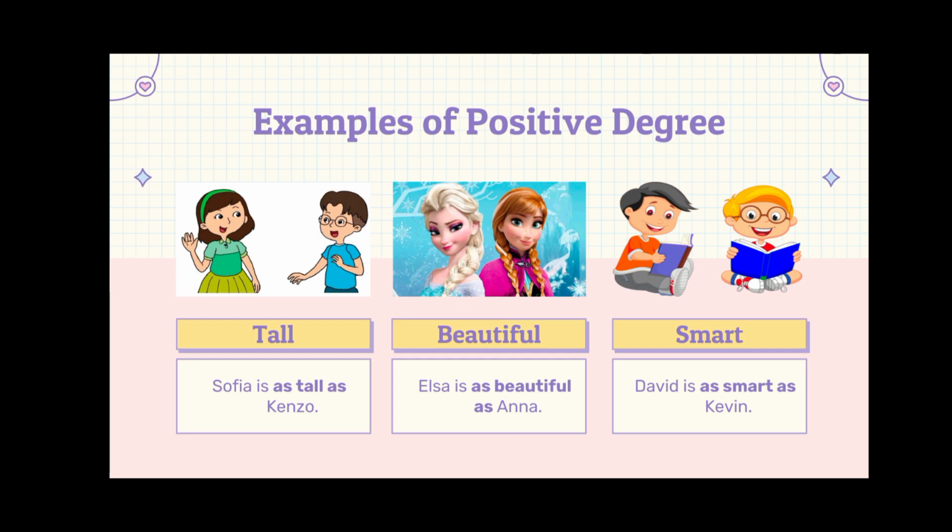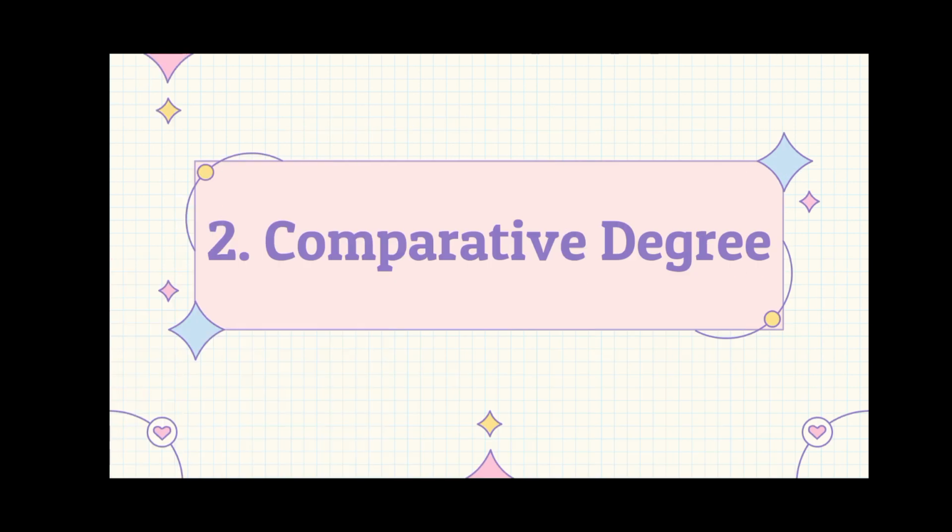Examples of positive degree. 1. Tall. Sophia is as tall as Kenzo. 2. Beautiful. Elsa is as beautiful as Anna. 3. Smart. David is as smart as Kevin.